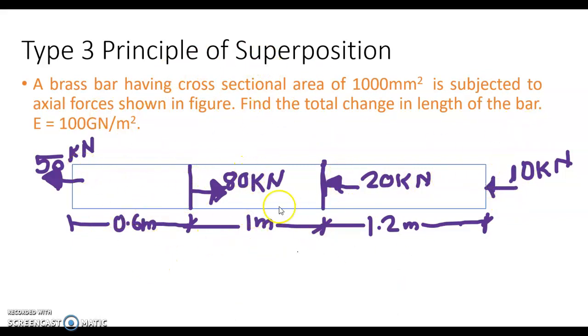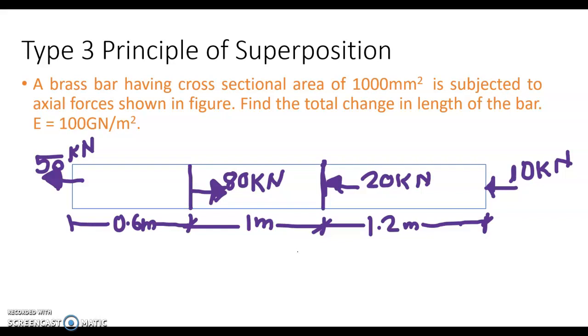It is divided into 3 segments: the first is 0.6 meter, then 1 meter, and 1.2 meters. We need to calculate the total change in length, that is, the total delta L for this problem. So what is the delta L formula? PL upon AE. We have seen this in previous video lectures also.